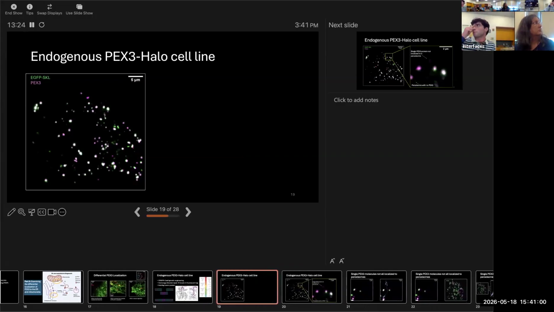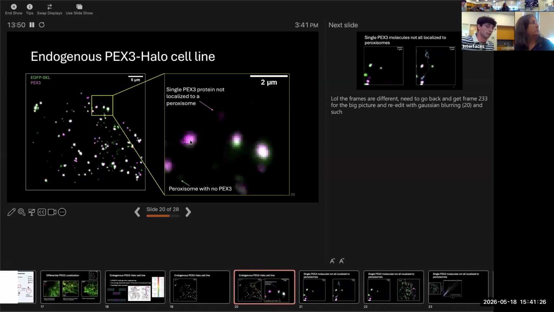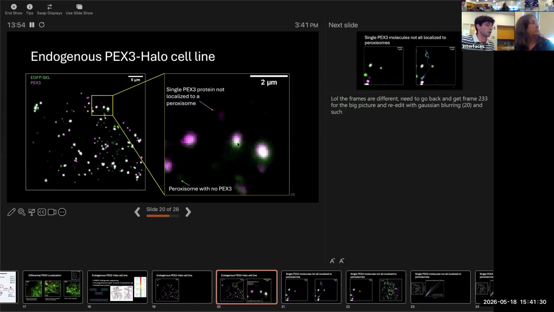And so here's some initial results that I have from this. In this endogenous PEX3 Halo cell line, in this cell I overexpressed EGFP with a peroxisome targeting sequence, SKL, which is in the green, and then the pink or purple is the endogenously expressed PEX3 Halo. You can see in most of these puncta there's a pretty clear co-localization of the PEX3 and the SKL signal, which means that PEX3 is on peroxisomes. So at the very least, we know that it is working. But interestingly, there are some peroxisomes that you can detect that actually don't have any PEX3. So it's interesting to ask, how is this peroxisome importing other proteins?